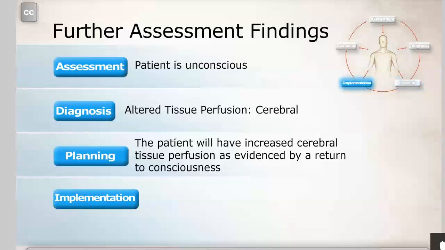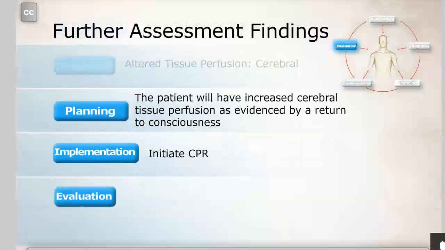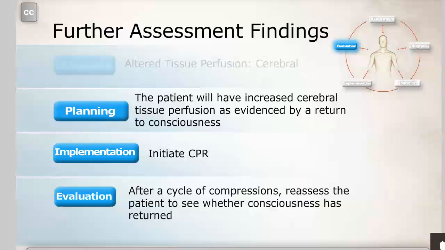Interventions. Since we already know that the client has decreased cardiac output and the heart is not beating, we can judge that the brain is being starved of blood. Compressions must be provided to move blood to the brain. Evaluation. After a cycle of compressions, reassess the patient to see whether consciousness has returned.